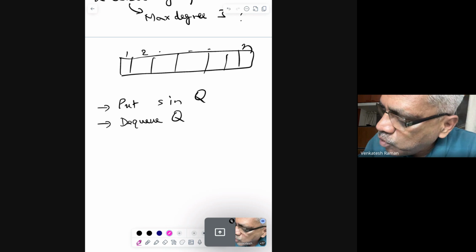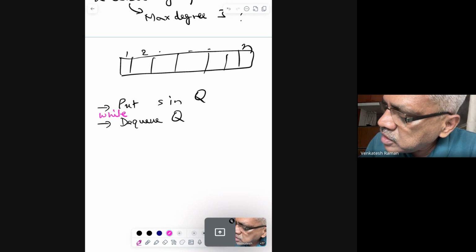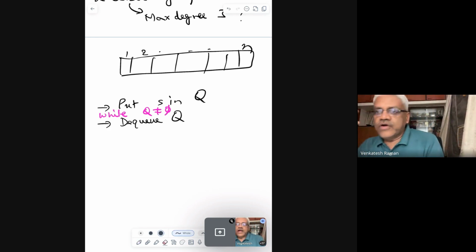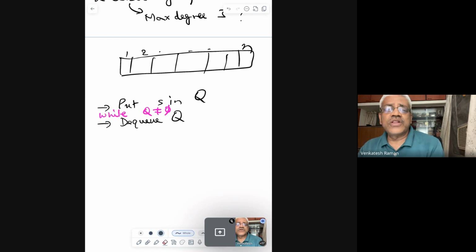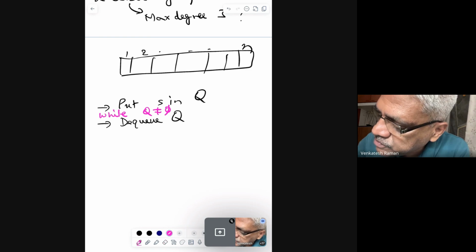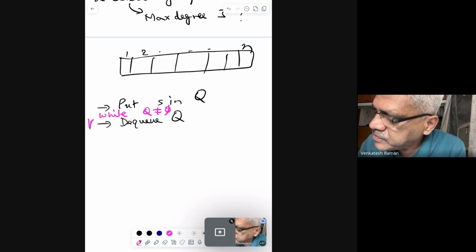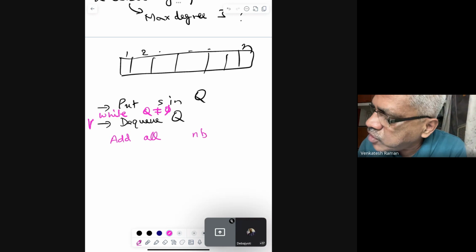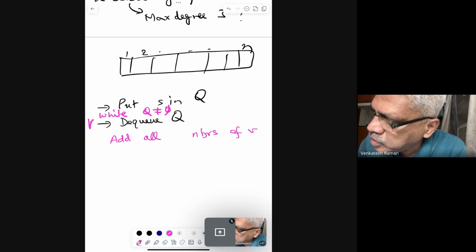So let's say while Q is not empty. This is the way you should start thinking and writing about a program. You may have a good description of the algorithm without worrying about syntax, programming language, all that kind of thing. Let's say V is the first vertex. Then what do we do? Enqueue all its neighbors: add all neighbors of V into Q.